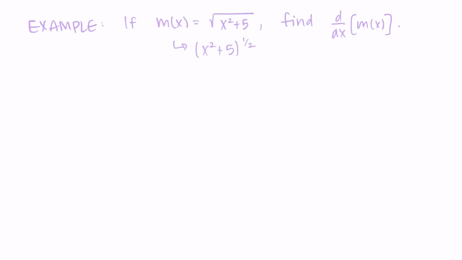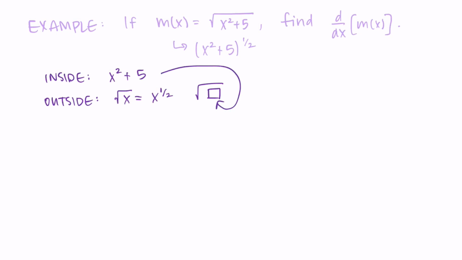Okay, so I'm seeing that we have the square root of something, and that something is x squared plus 5. So I'm going to say x squared plus 5 is my inside function, and then square root of x is my outside function, or x to the 1/2. And we can check that this makes sense by thinking that the square root of x is like the square root of something, and if we put the inside function in as that something, we're getting back square root of x squared plus 5, which is what we want.